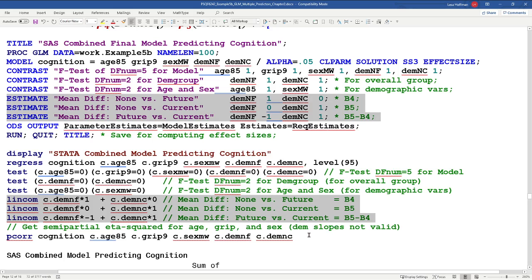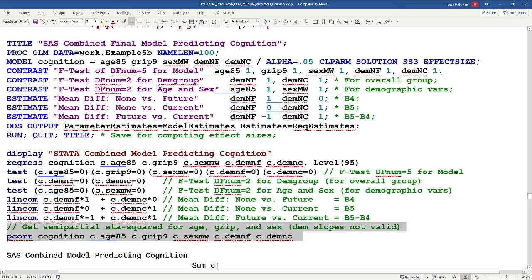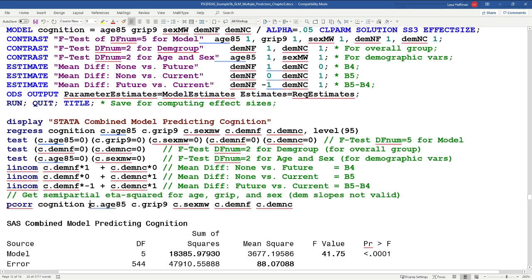And then I'm also asking for semi-partial eta squares for some of the terms. I can get them for these 3 in particular. The ones that they'll provide for these 2 dementia groups are not valid, as we discussed at the end of the part 1 video I just finished, but I do have to have them in here so that the correct partialing, or semi-partialing as it's known, is done with respect to these predictors.